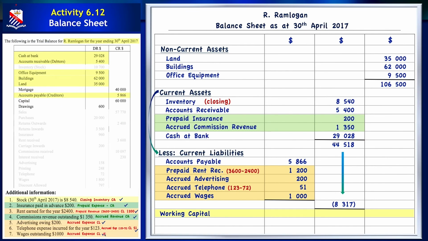So the 44,518 minus your 8,317 gives you your working capital of 36,201. And then you have your two figures in the last column, which will be the total non-current assets. So you have the 106,500 and the working capital. Once again, it's a positive figure, so you're going to add those two figures and you're going to get your first total of 142,701.